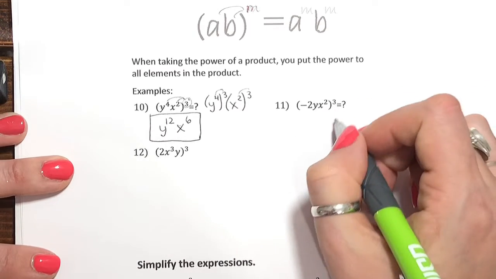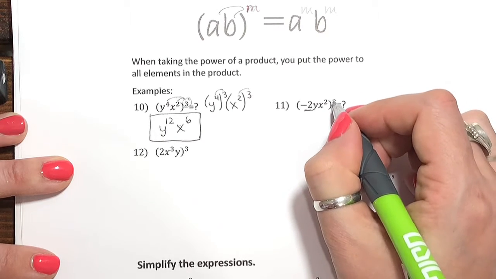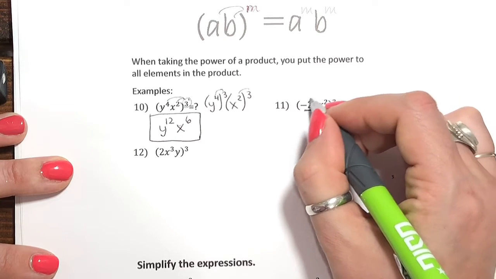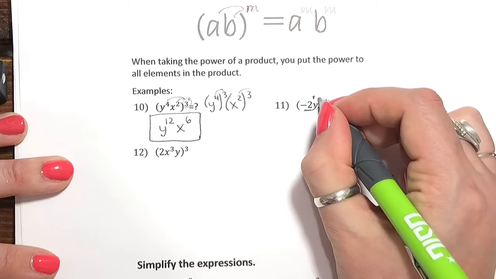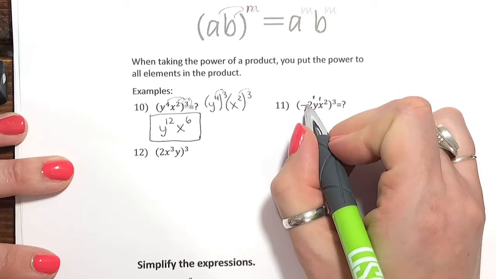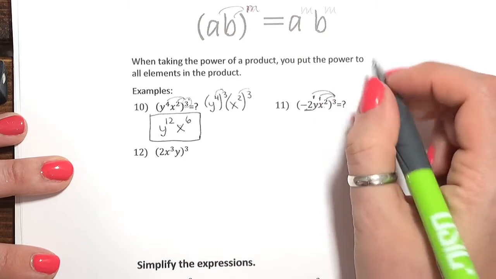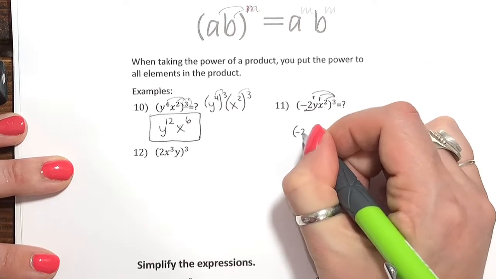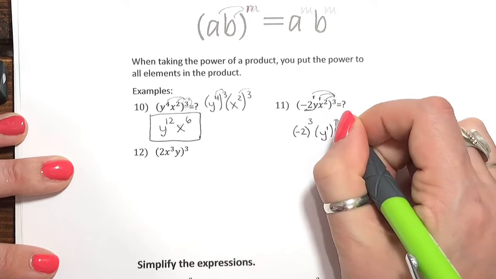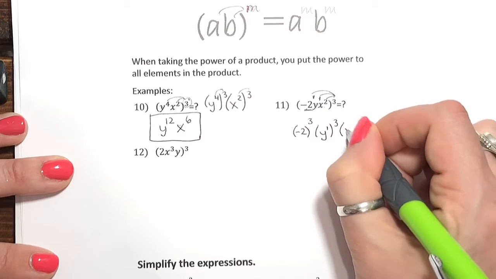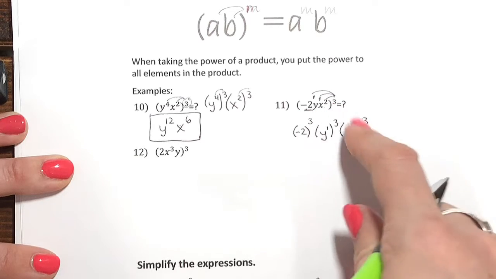So one thing to note is that numbers count as their own base. So when I distribute this 3 in, I also need to bring it into the -2. So think of this -2 as having a power of 1 on it, and same with this y. So really I have 3 bases in here. So I need to bring this 3 into all 3 bases. So I need to do -2 to the power of 3, I need to do y to the 1 to the power of 3, and I need to do x squared to the power of 3. So I'm bringing that power on the outside to all of the bases on the inside.